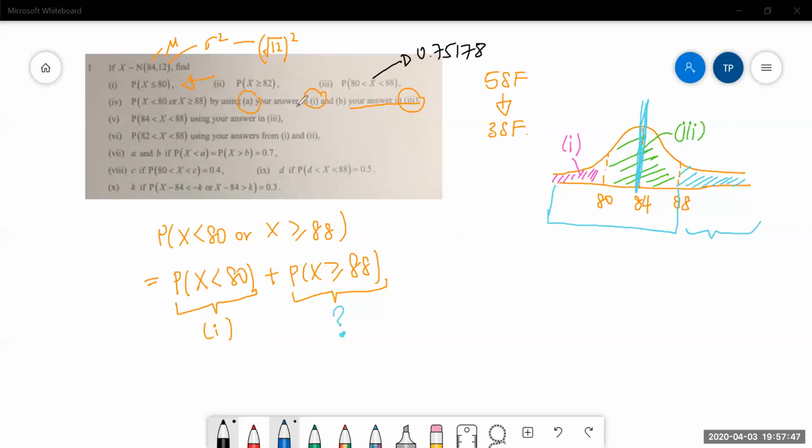Actually, I don't understand why your school asks you to do this. Because the probability of x lesser than 80 is this part, correct? The probability of x greater than 88 is this part. So that's 1 minus this, which is 1 minus this. Make sense? Yeah.